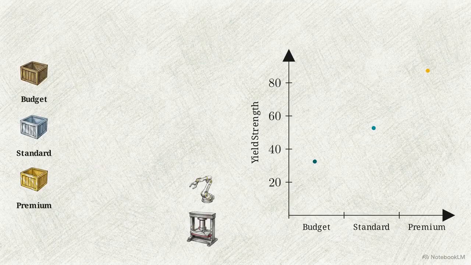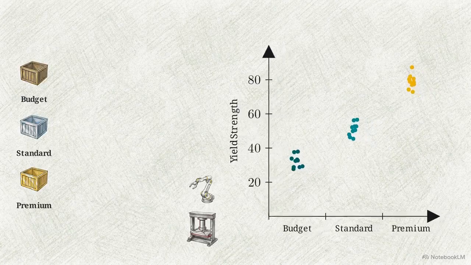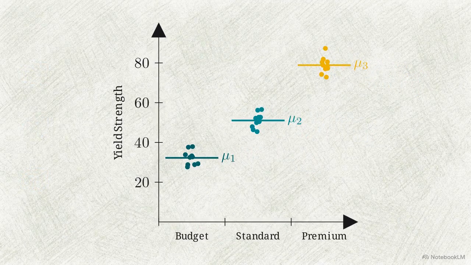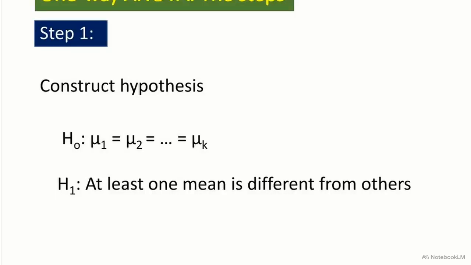To find out which is actually best, you pull 10 struts from each bin and put them through a tensile test. You break all 30 items to calculate the average yield strength for each of the three groups. Here is the mathematical notation for framing this test.